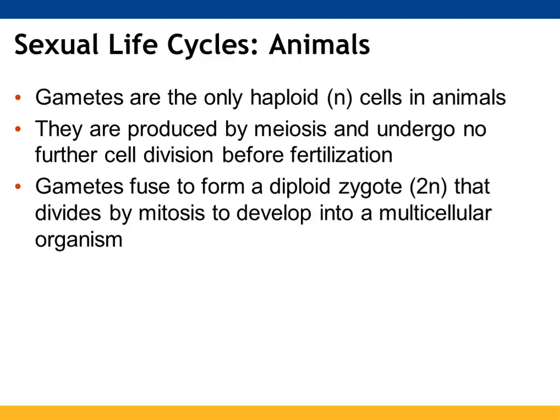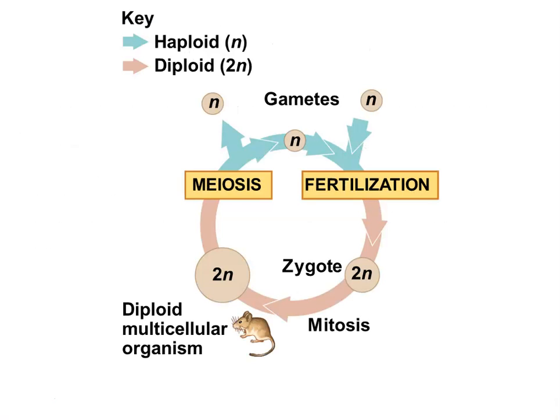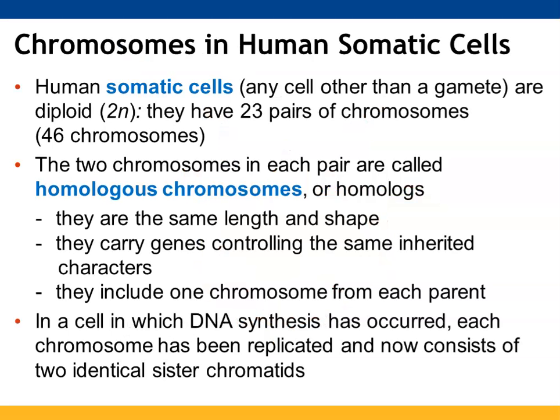With animals, the only haploid cells that animals have are their gametes. Gametes are produced via meiosis, and they will not go through any additional cell division until they are fertilized. When gametes are fused together, a sperm and an egg, they produce a diploid zygote that then divides via mitosis to continue to make additional diploid cells that will eventually generate a multicellular organism. That's what you're seeing in this particular cycle. There you have your haploid gametes. They fuse together and form the diploid zygote. The diploid zygote continues to grow via mitosis into a diploid multicellular organism.